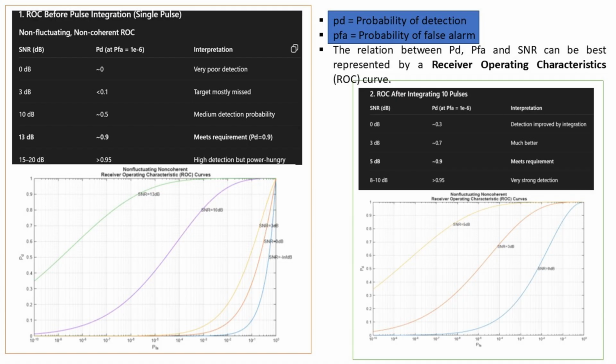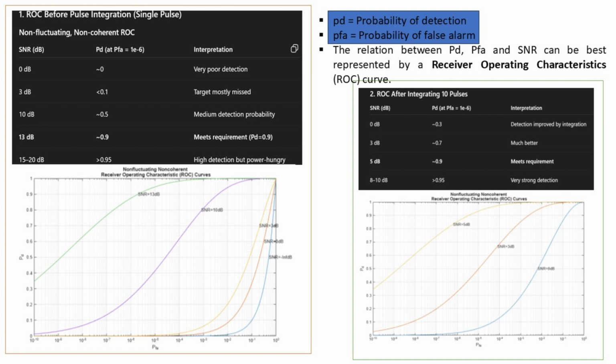Result: for a given PFA you get higher PD, or equivalently, to achieve the same PD and PFA you can operate at a lower SNR per pulse. Practically, this means less transmit peak power or longer detection range with the same transmitter. Practical impact, numbers from the example: using pulse integration reduced the required SNR from about 13 dB to about 5 dB, making the radar much more realistic.